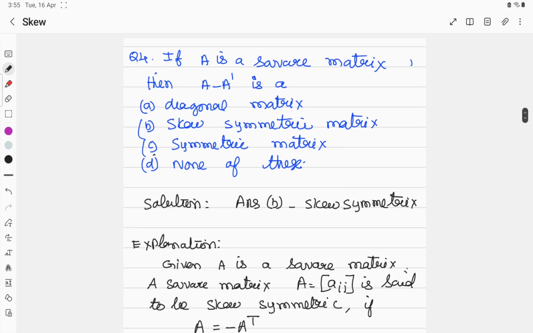Question number 4. If A is a square matrix, then A minus A dash is: a diagonal matrix, skew symmetric matrix, none of these. So, given A is a square matrix, then A minus A dash is a skew symmetric matrix. This is a skew symmetric matrix. So, answer B.